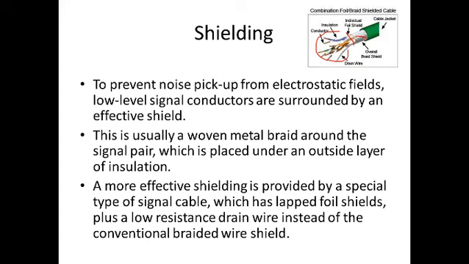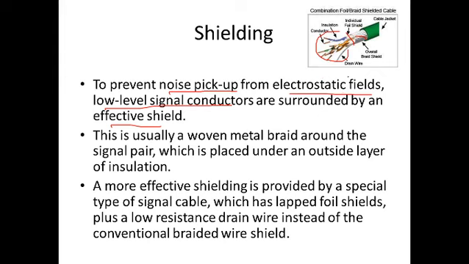Okay, metal wires are used, and that braid shield is used there. For what purpose is the shielding used? It is used to avoid noise pickup from the electrostatic fields. Low level signal conductors are surrounded by the effective shield. So here these conductors are surrounded by the shield so that they will avoid the noise pickup.